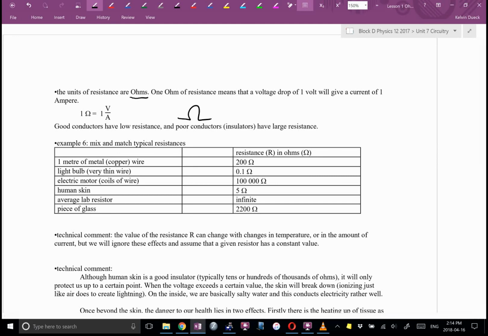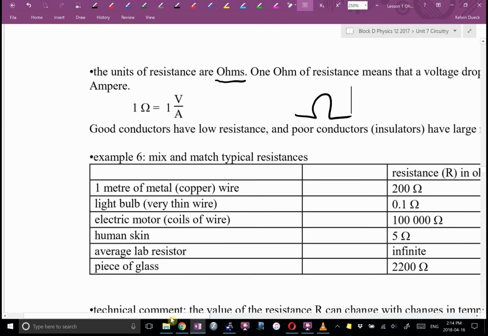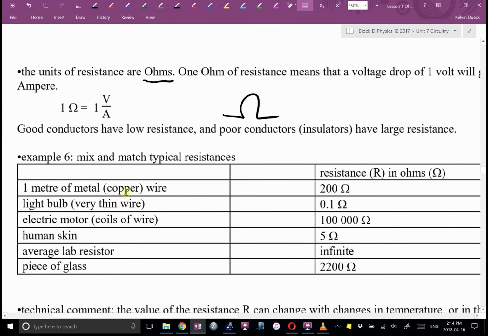Good conductors have low resistance. Poor conductors, insulators, have large resistance. I'm not going to test you on this. This is just purely for a bit of nerd trivia. I've given you a bunch of resistances and a bunch of resistors, so these are scrambled up. Here are a bunch of different resistors. Read through these. Which of these do you think has the highest possible resistance, is the best insulator? We use it in industry all the time.